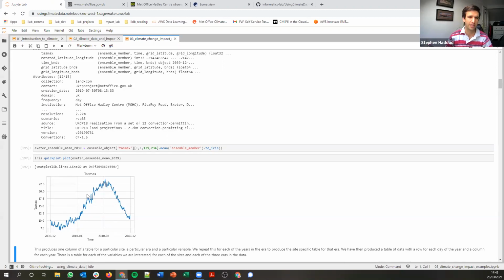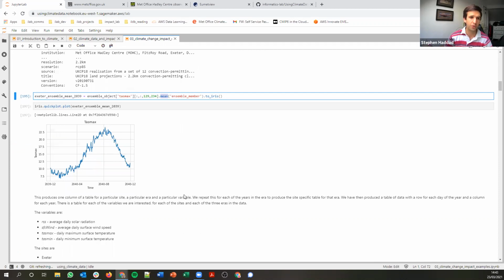And so that's for a particular, this is not for a particular member of the ensemble, but we've now taken the average, as you can see over here, across all of them. This gives us a more robust signal, combining those different possible future climates together into a single prediction.